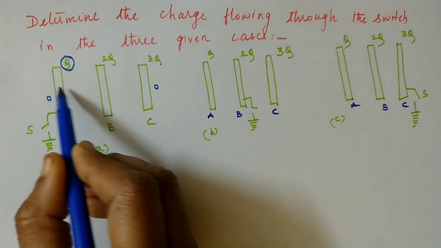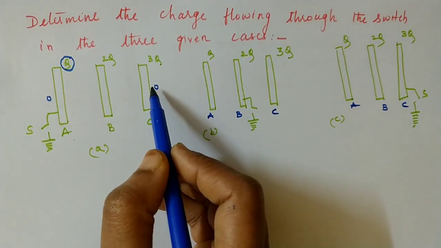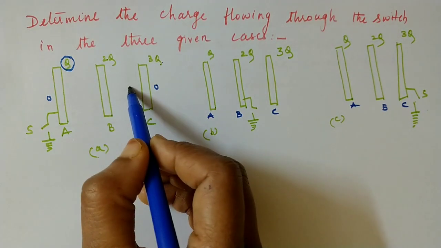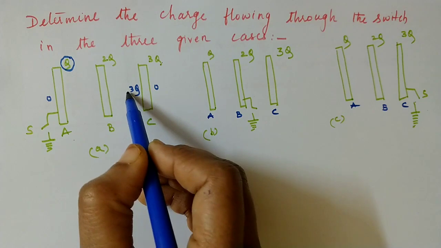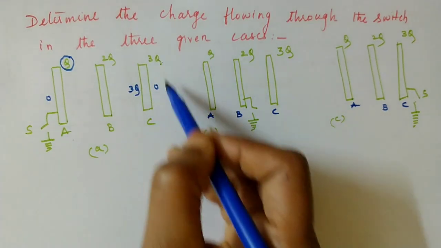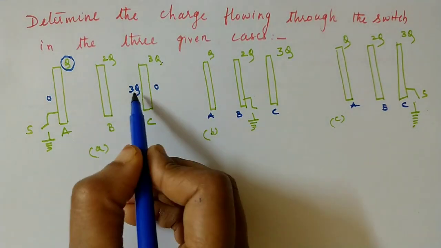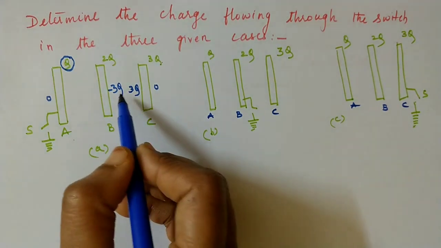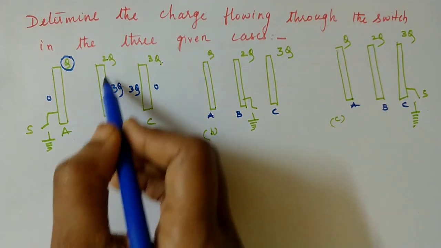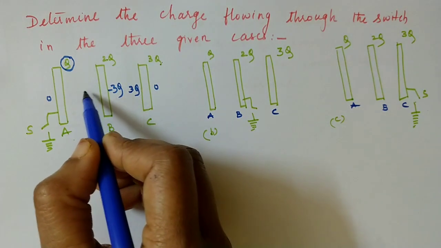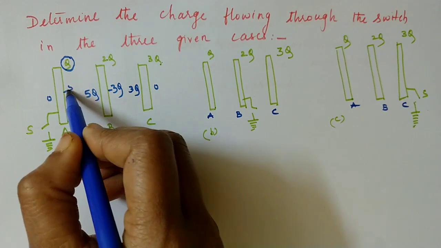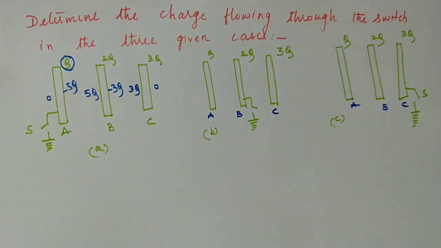Now leave the surface which is being earthed. Start from the unearthed surfaces. If this is 3Q and this is 0, here charge should be 3Q, because sum should be 3Q since it is isolated. If this is 3Q, here minus 3Q. If it is minus 3Q, sum should be 2Q. So we will get the charge as 5Q. If it is 5Q, here it will be minus 5Q.